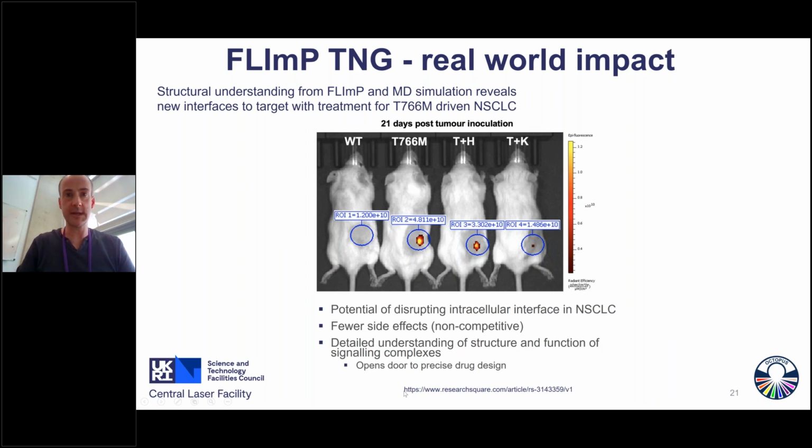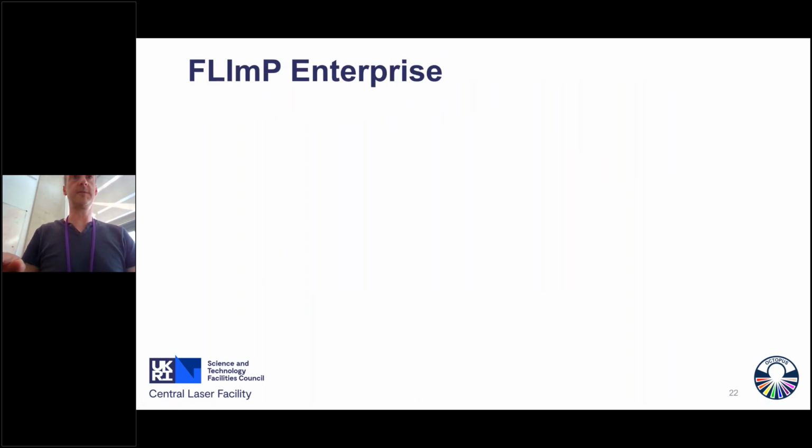So there's actually a link here to a preprint. We're currently at the point where we're waiting for our reviews to come back any time now. So this has been a huge amount of work, but this is something we could not have done without the automated FLImP and the work we've done with that.